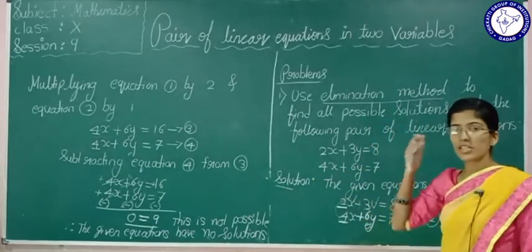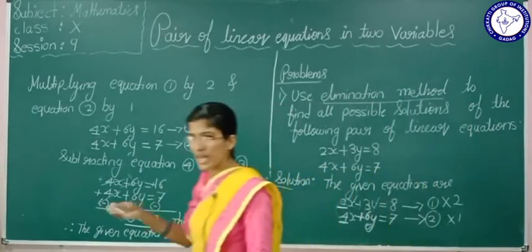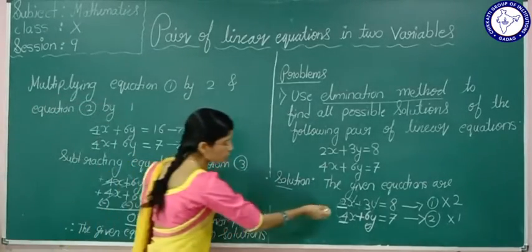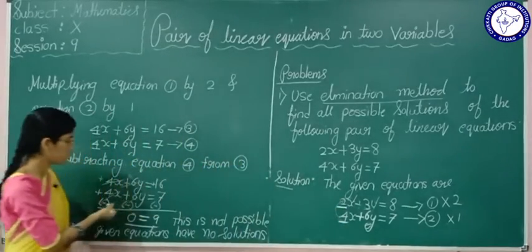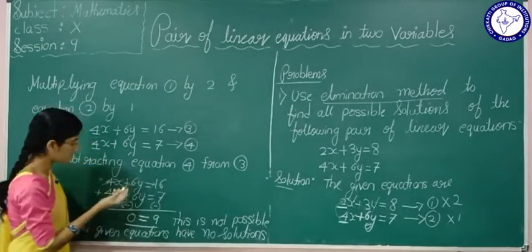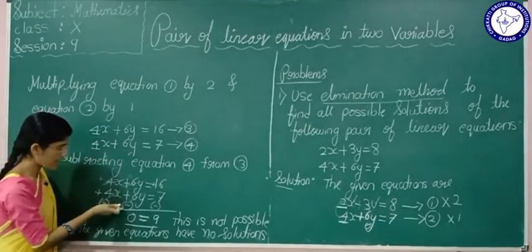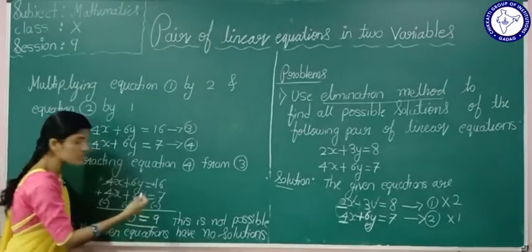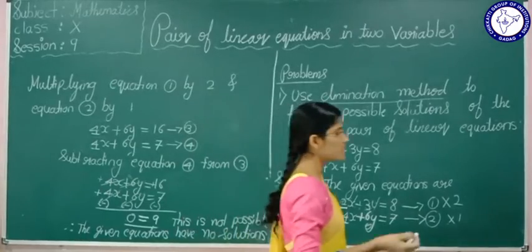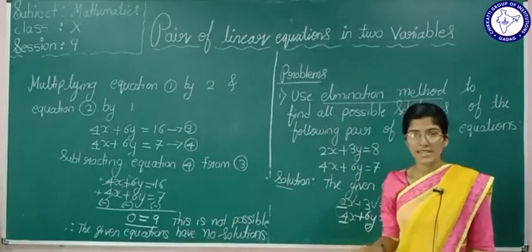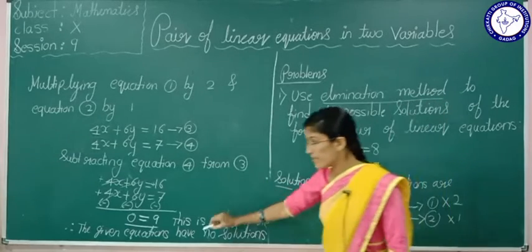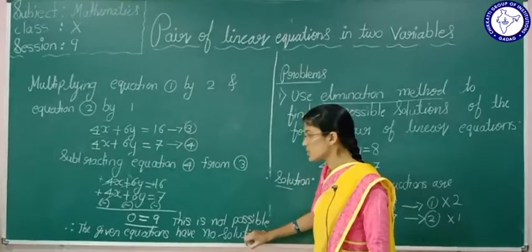Now see here students, don't get confused. What I told, elimination method means to eliminate. In this problem I wanted to eliminate the x variable. That's why I multiplied equation 1 by 2 and equation 2 by 1. But here both variables got eliminated. I got the condition 0 is equal to 9. If this is the case, what can we tell? The linear equations have infinitely many solutions or no solution. Therefore, the given equations have no solution.